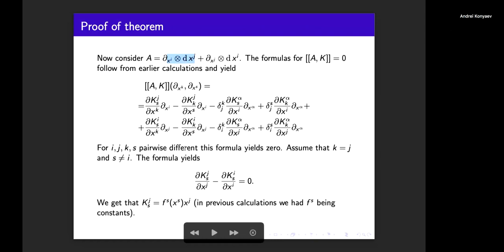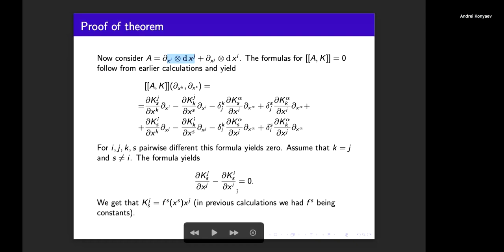Then if I take k equals j, it means that k cannot be equal to I, and because s is not I, all the other Kronecker deltas except this one vanish. And here, as s is not I, s is not k, because k is j, right? S cannot be j. So I get this zero and I get this zero, okay? So it means that I get these two terms, and I get the following condition.